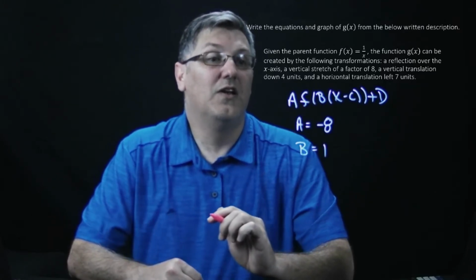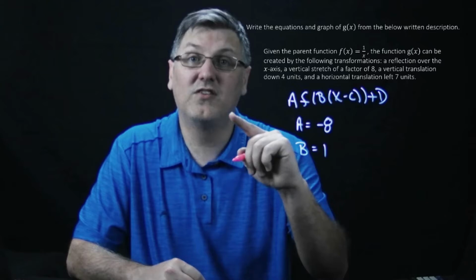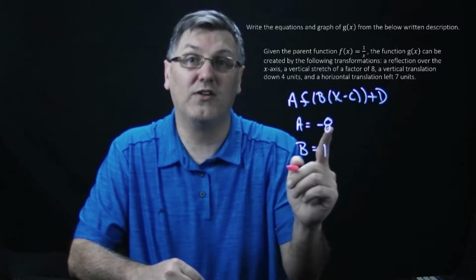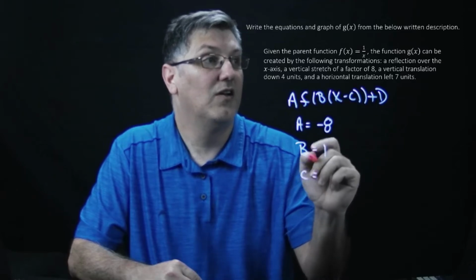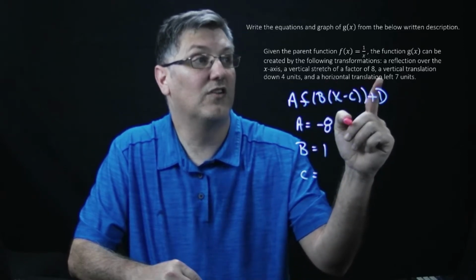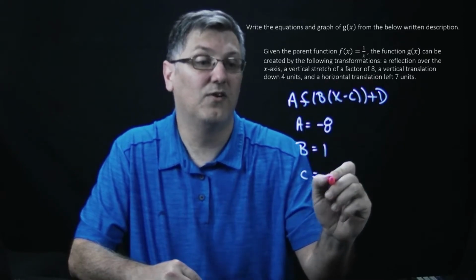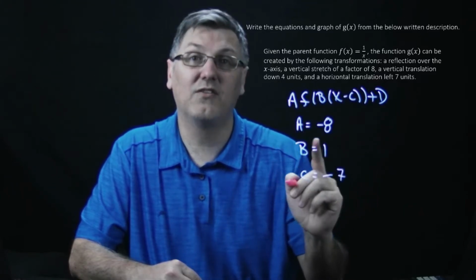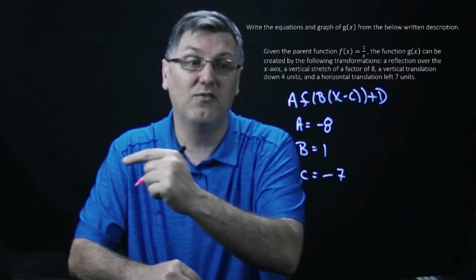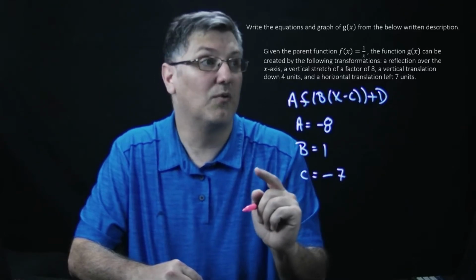All right. Now, let's look at my c. My c was my horizontal translations. So I'm going to look. I have a horizontal translation left. Well, left means negative. And then 7. So my c is going to be negative 7 because I went left. That's negative. And then the 7 is the number they give us.